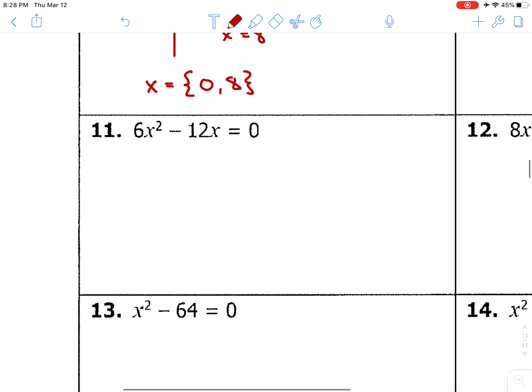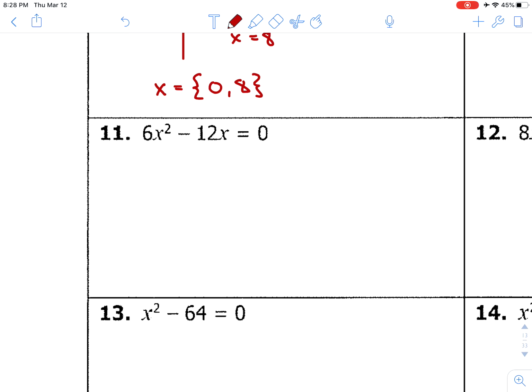If we move down to number 11, I'm going to have pretty much the same kind of thing here. A is no longer 1 though. Okay, so when a is 1, for right now, it's really going to be a big key that we want to look for a GCF. Again, here I have a constant or a C term that is 0. It doesn't exist. So GCF is definitely something I should be on the lookout for.